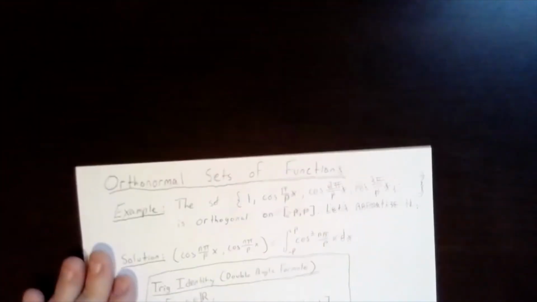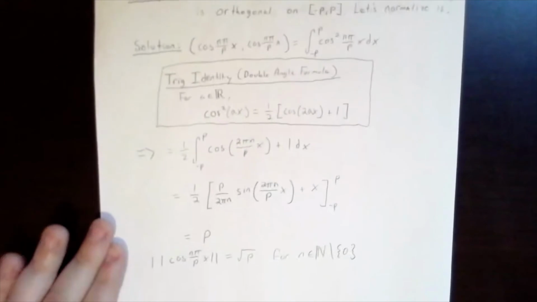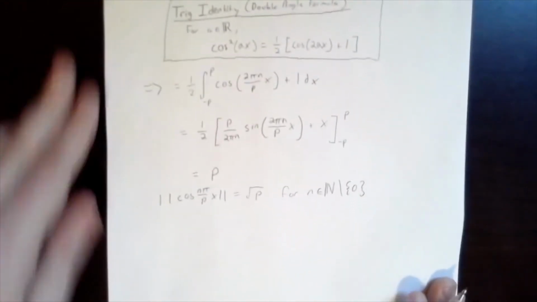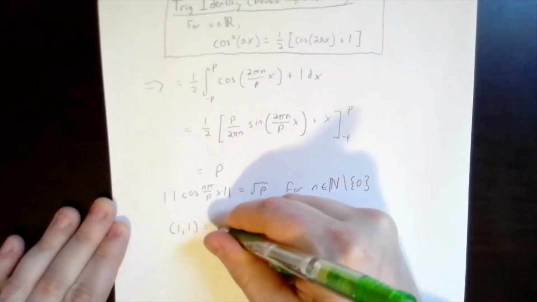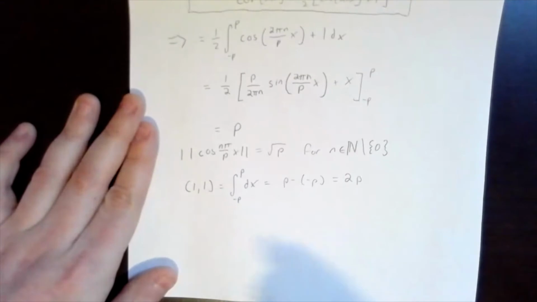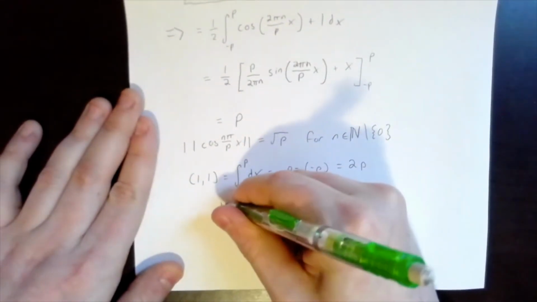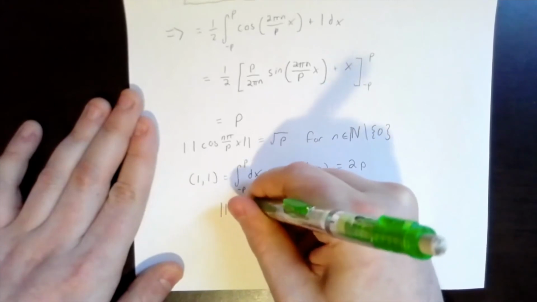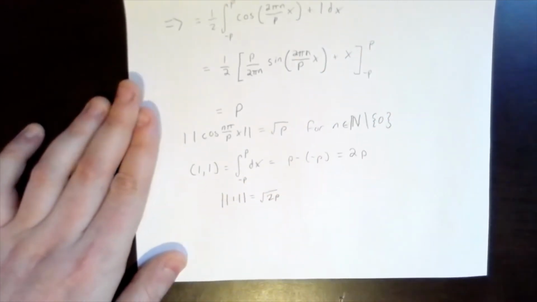When n is equal to 0, it gives us this 1, the function equal to 1. We can calculate its norm directly as well. See that the inner product of 1 with itself is equal to 2p, so that the norm is equal to the square root of 2p.